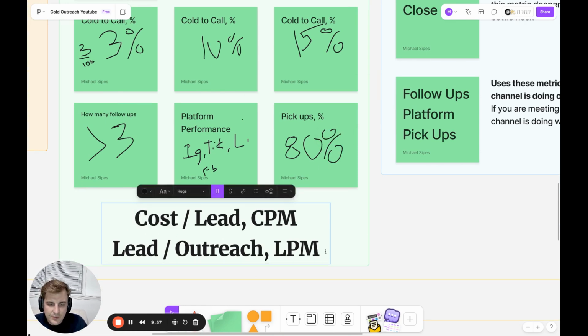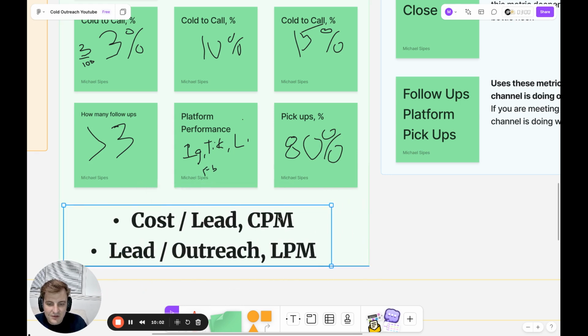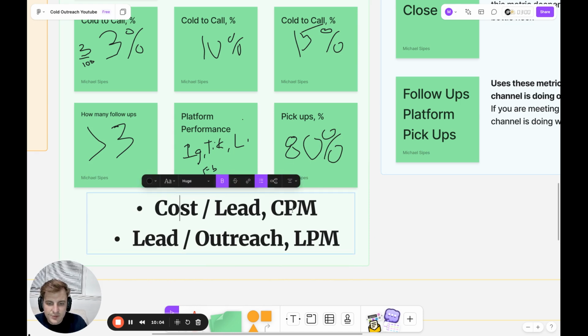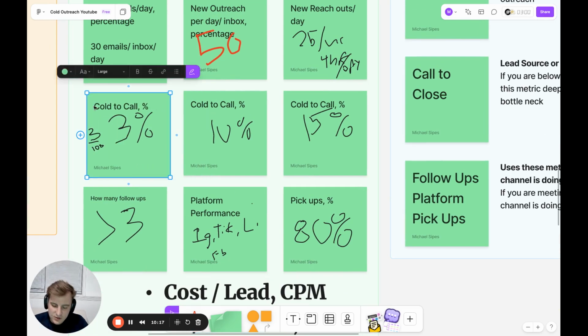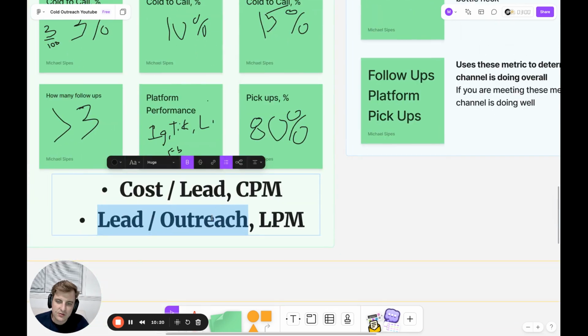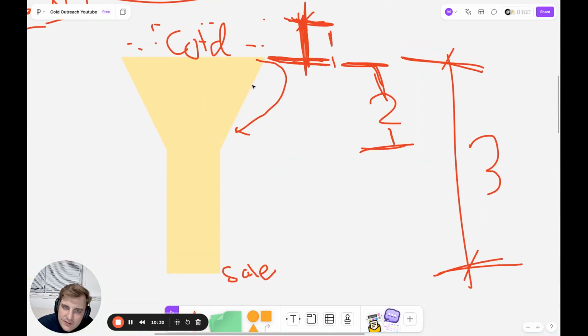All right, two metrics to track right here, and these are some really important ones that you need to track for each and every system. Cost per lead: how much does it cost to generate one cold email lead? And then lead to outreach ratio. So at the end of the day, how many leads? I guess really that's this cold call to percent. So we can just say that these two are the same, because actually, you know what? Scratch that. This is to basically go from one step to the next.